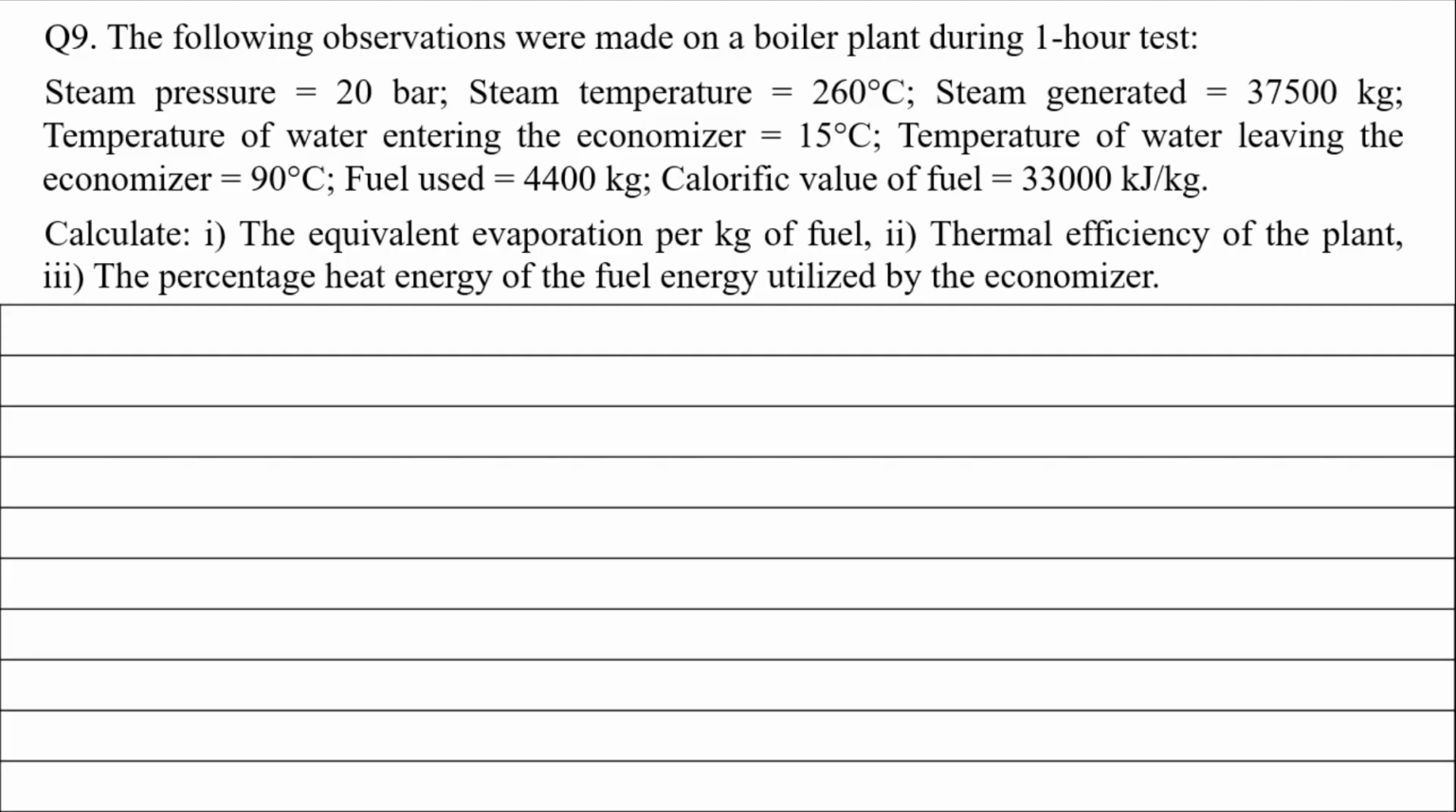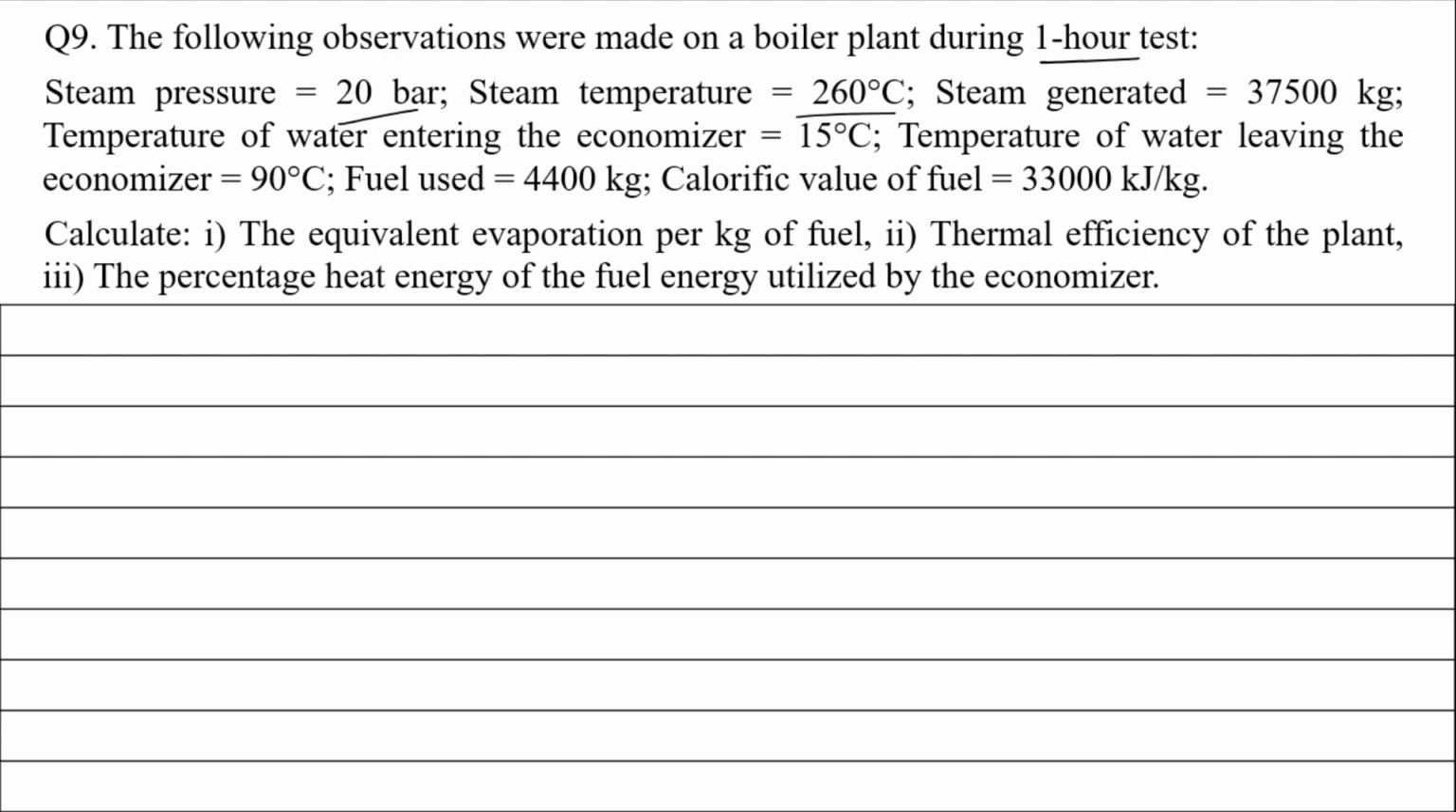Now, for this question, the boiler performance observations were made in the plant for a 1 hour test. The steam pressure is 20 bar. Compared to the previous problem that we saw, here the steam pressure is higher. Then the steam temperature is given as 260 degrees Celsius. We need to look at the steam tables to determine the condition of the steam.